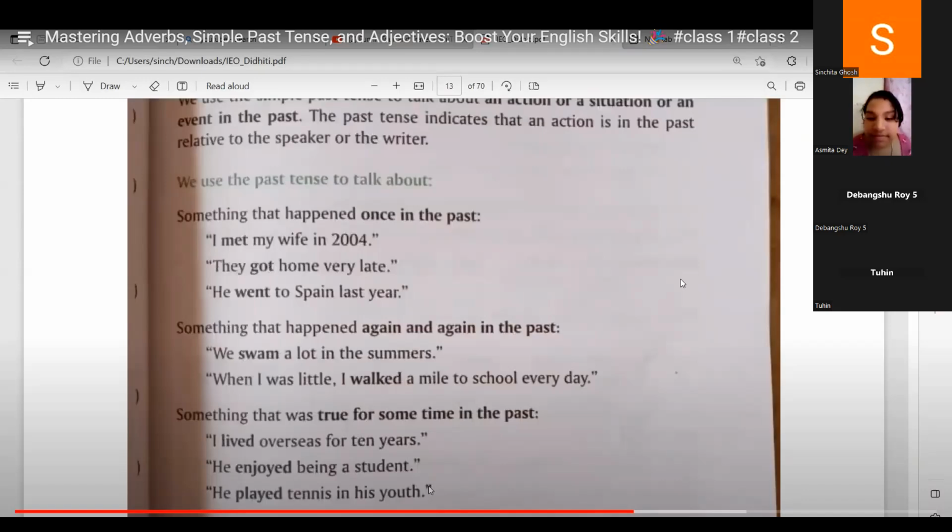Yes, ma'am. Yes, tell me. When I was little in summers, every day I like to eat ice creams. Very good. Excellent, Ashmita. When I was little in summers, every day I used to eat ice cream. Excellent. Very good.